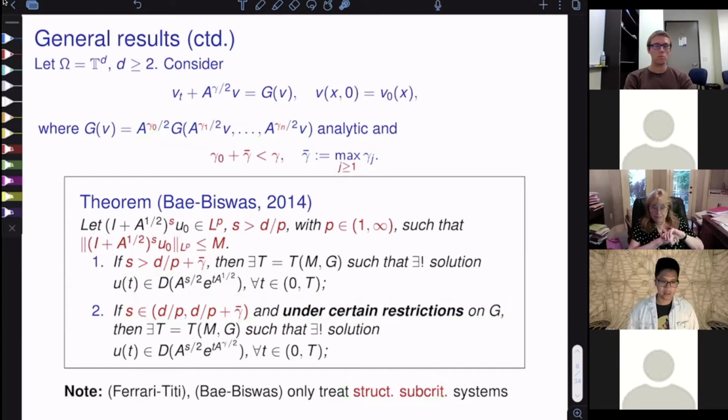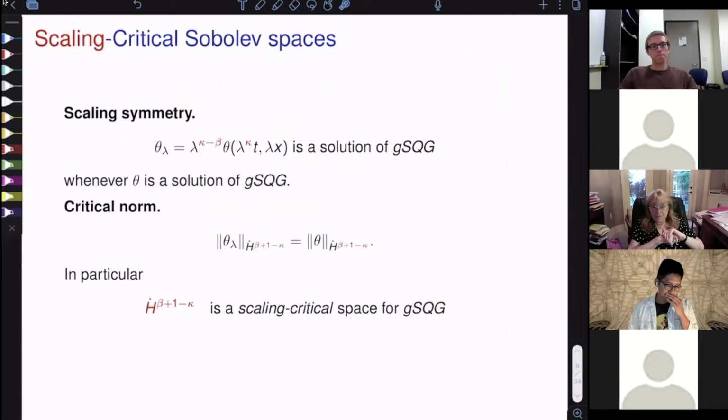And as I mentioned in the beginning of the talk, we'll be working with the structurally supercritical generalized SQG. And so it doesn't fit in either of these general theorems. Okay, so I want to talk now about the setting in which we'll work. In the setting of those previous general theorems, one was essentially always working in a Banach algebra. That's not necessarily the case in the setting that we'll be working in.